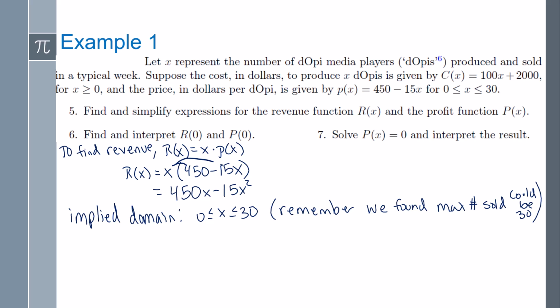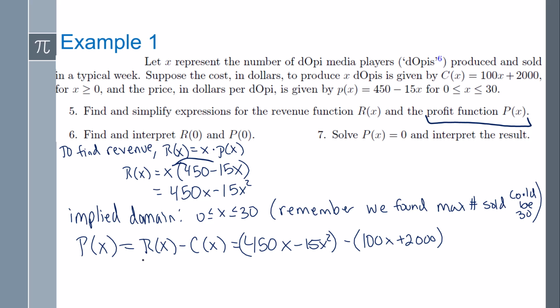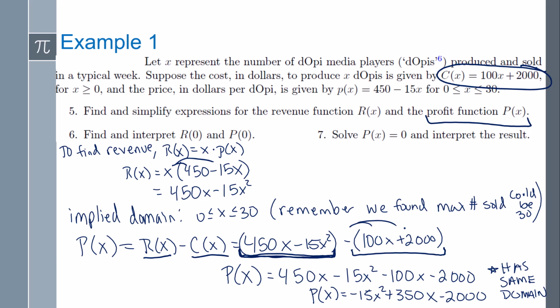And then the next one, it says we need to find the profit function. So to find the profit function, I'm going to take the equation revenue minus cost. That's just something that we have to remember. So I took my revenue function that I just made minus the cost function that's given to me. So I gave you that cost function. Now you have to distribute and simplify and combine like terms. You're going to get negative 15X squared plus 350X minus 2000. Now remember, it has the same domain.